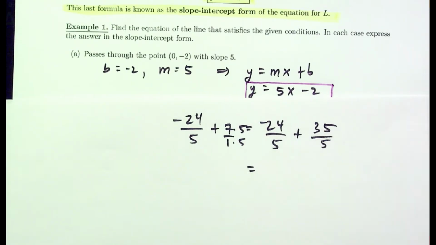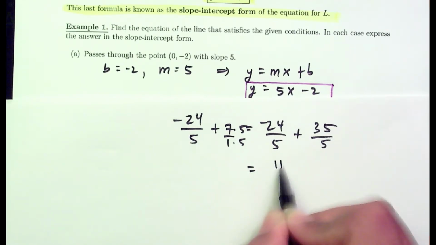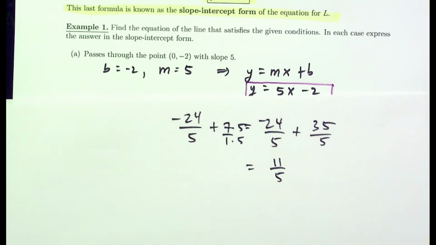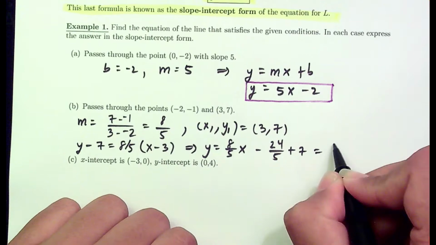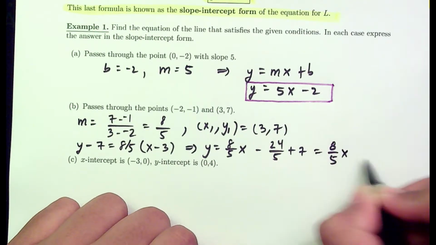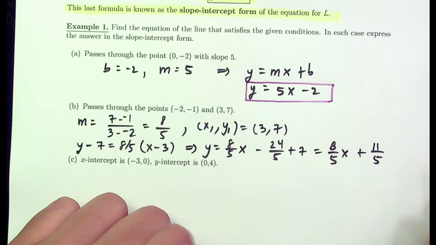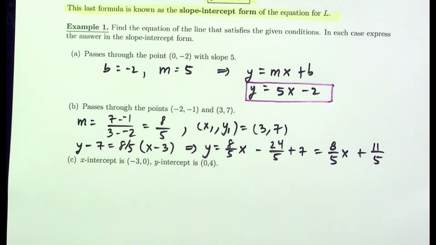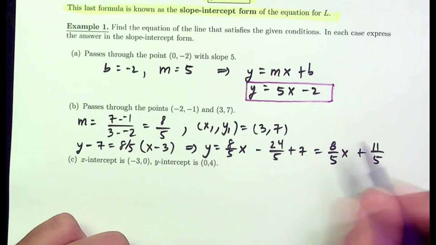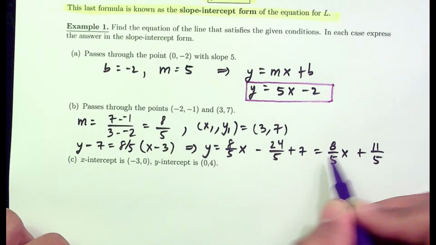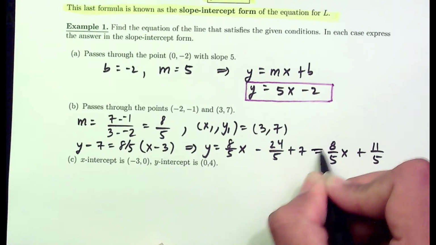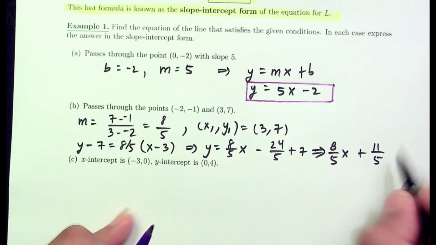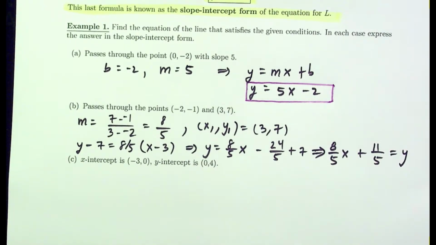And what is that? That is 11, I think. Yes, 11. Negative 24 plus 35 is positive 11. So 11 over 5. Then this is 8 over 5 x plus 11 over 5. So the answer is y equals that. Let me just write it like that.